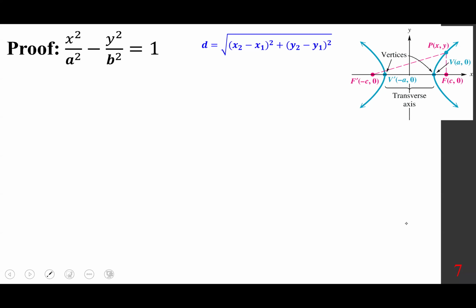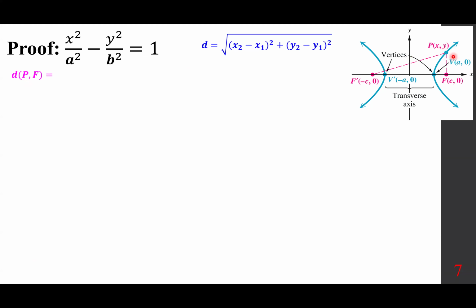Now let's look at the proof for the equation of a hyperbola. Let's look at that one. The distance between P and F. I'm going to go over that as fast as possible. You're not responsible for the proof. If you can follow it, it makes it that much easier. The distance from P, this point, to F, and then the distance from P to F prime.